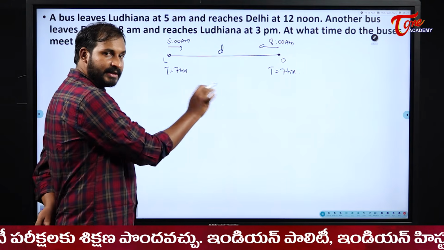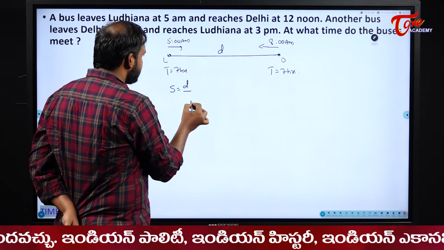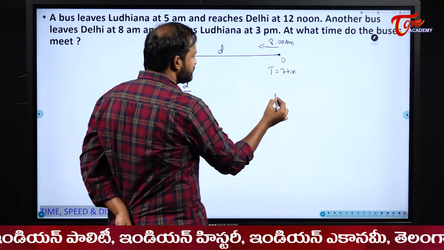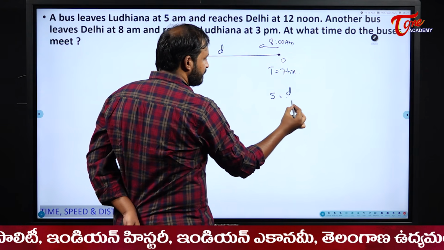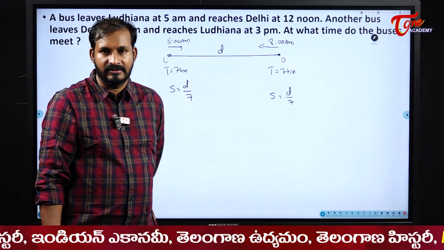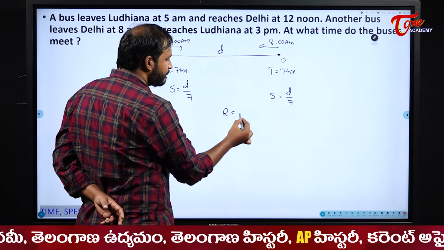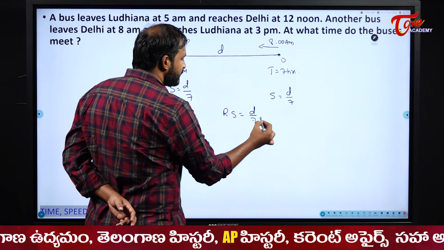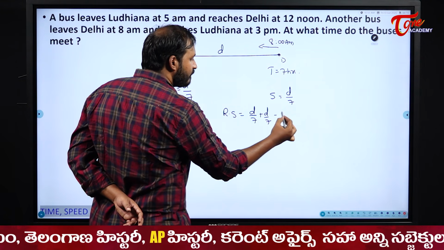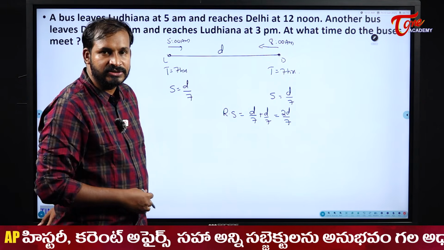Now, what will happen here? See here, students. What is the speed in this case? Distance by 7. Same, D by 7, D by 7. Here both the speeds are equal. Now, what happens to the relative speed here? D by 7 plus D by 7 will become 2D by 7. Why? Because these two are traveling in opposite directions.